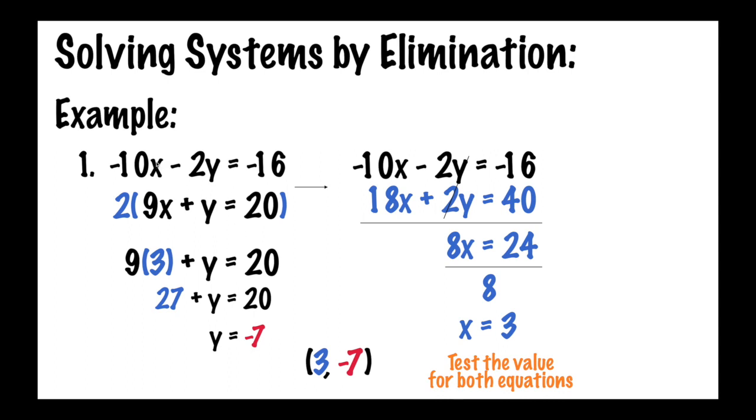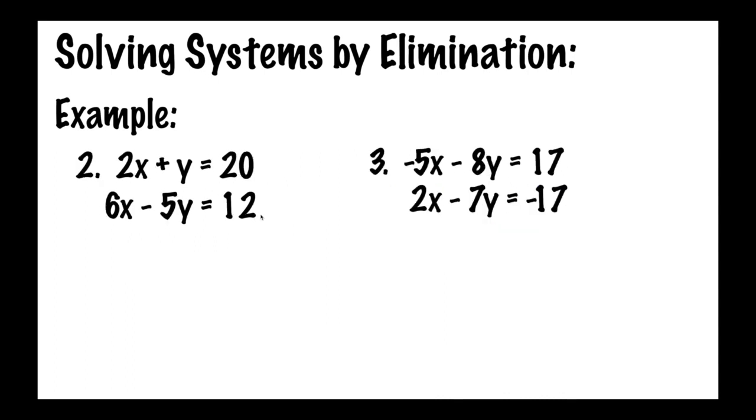So plugging in a 3 here is going to give me -30. This right here is going to be a +14. Those do combine to give me -16. In the bottom one, I'd get 27 minus 7, which does equal 20. So now we've proven that that is the correct answer. So try 2 and 3 on your own, and then we'll check our answers.